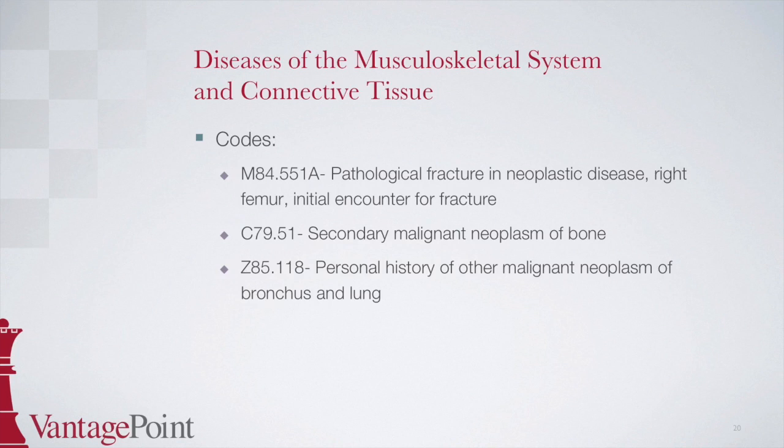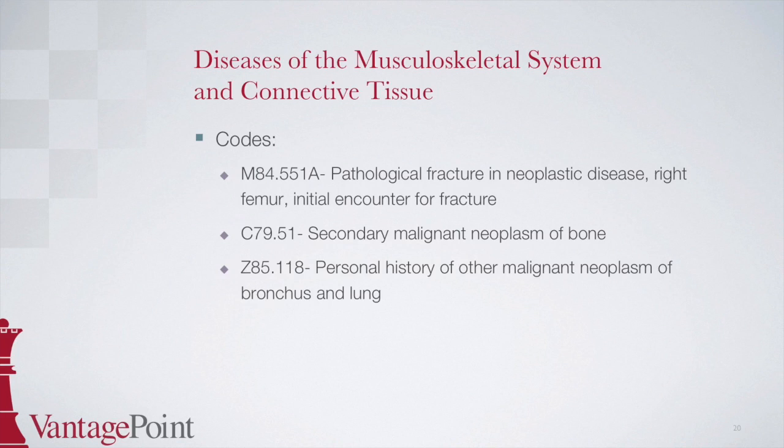The first code is M84.551A, pathological fracture in neoplastic disease, right femur, initial encounter for fracture. We know this is a pathologic fracture as documentation states that the fracture is a result of the metastatic disease.